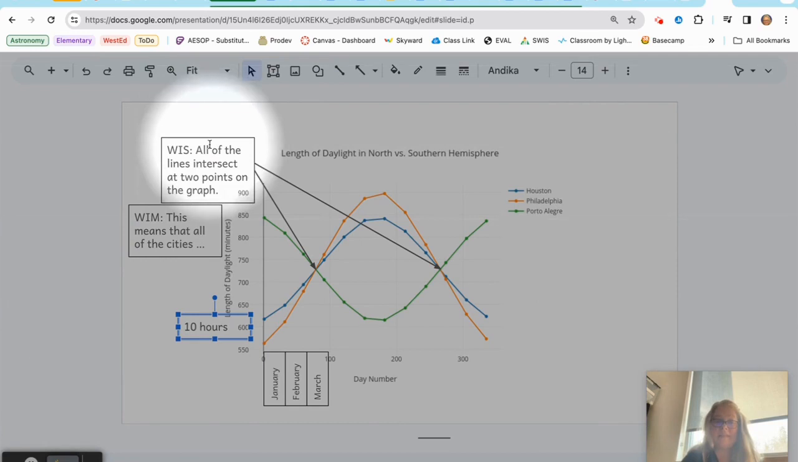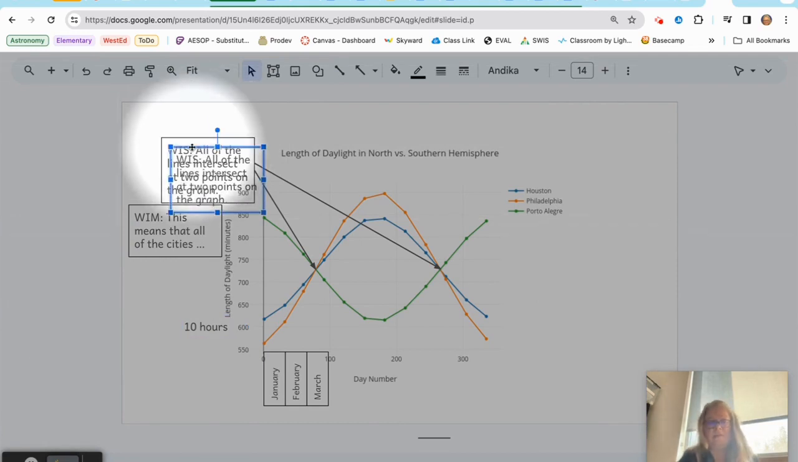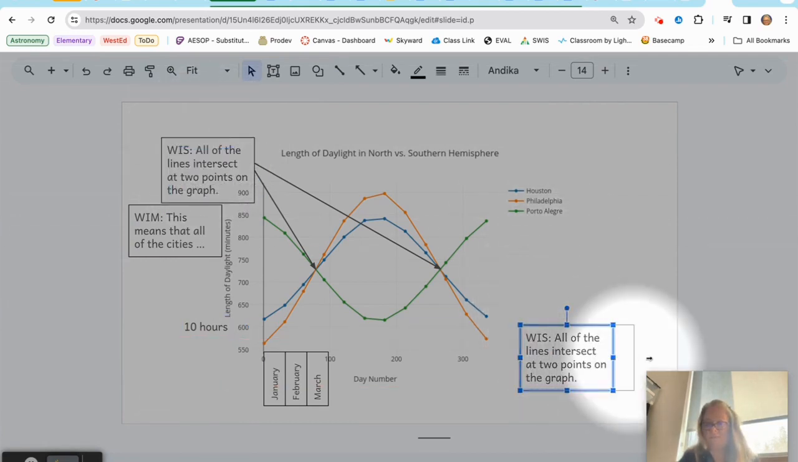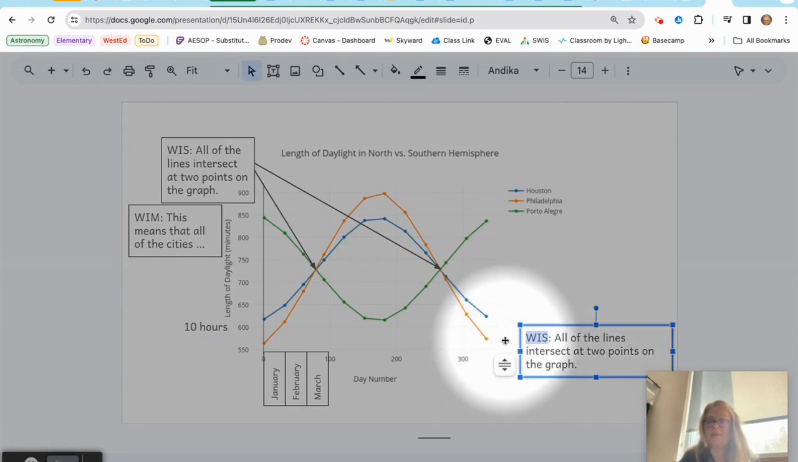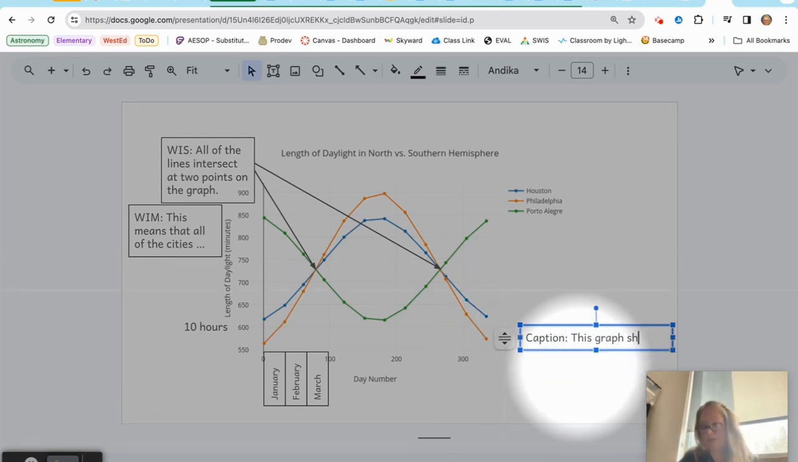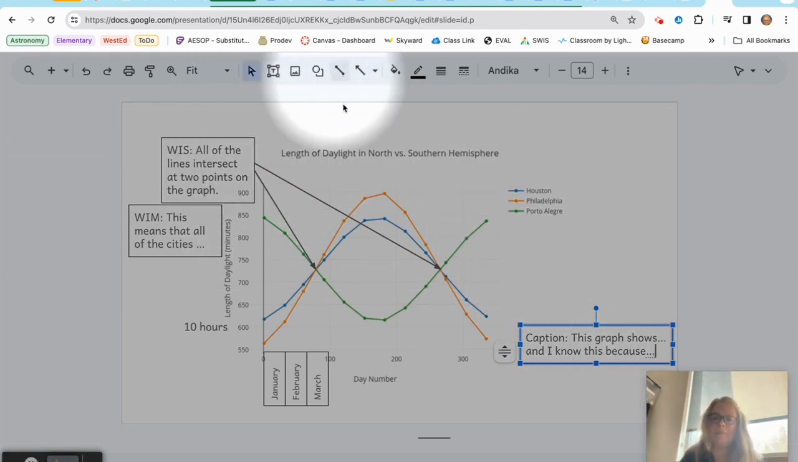The very last thing that you need to do is you're going to write a caption. And the caption is just a summary of what this graph is telling us. So this graph shows, boom, boom, boom. What's it showing us? And I know this because, and this is where you would explain the science ideas behind why we would see these different lines and some different things that we can infer. All right, good luck.